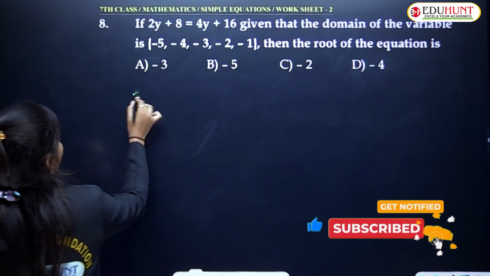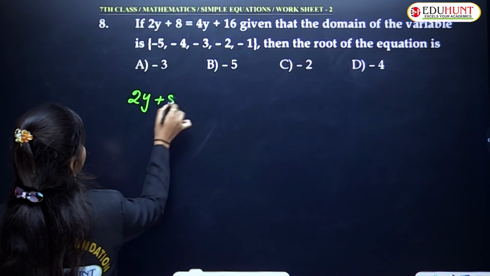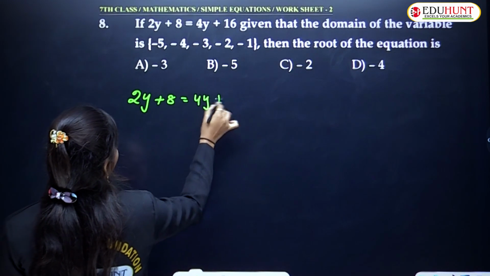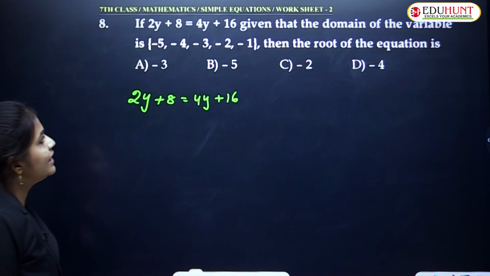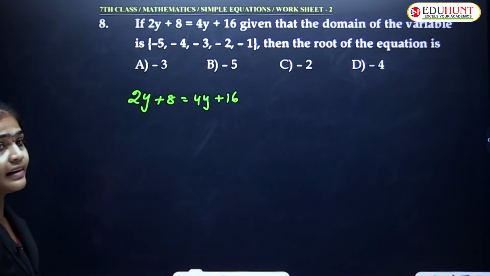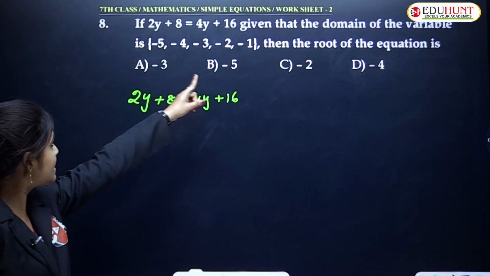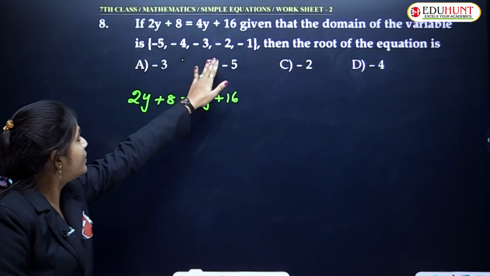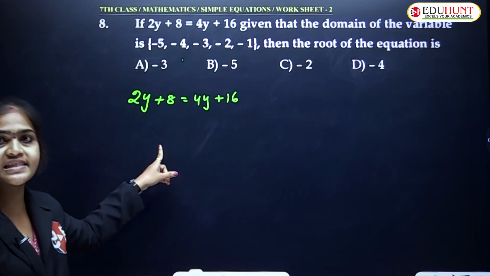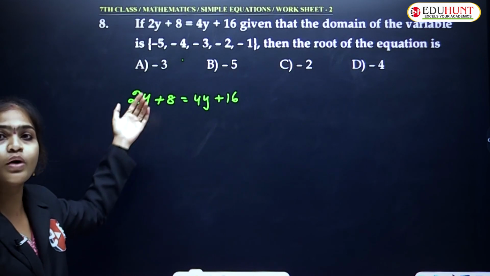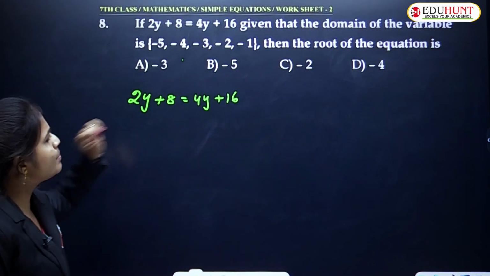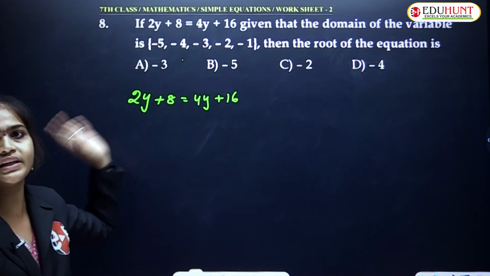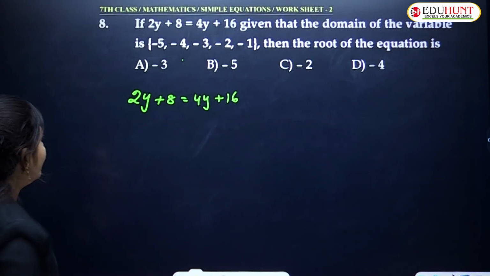If 2y plus 8 equals 4y plus 16, given that the domain of the variable is, here domain means a set of these integers. Here some integers they given, no? So from the set of these numbers, one of the values satisfies this equation. Then what is that value they are asking? So simply we need to find the root of the equation only they are asking.